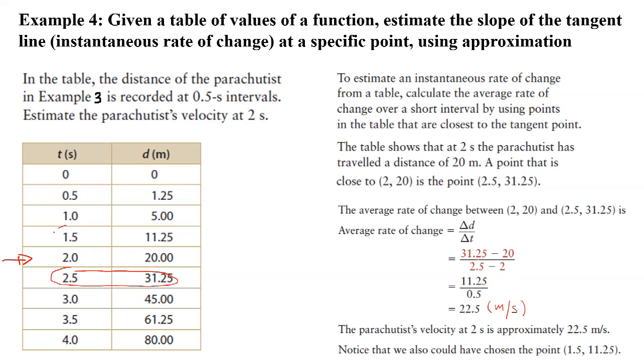Notice that we can also choose the point (1.5, 11.25) as the closest adjacent point to the given point. You can choose either point, right? Okay, so please have a look at the solution here and let me know if you have any questions.